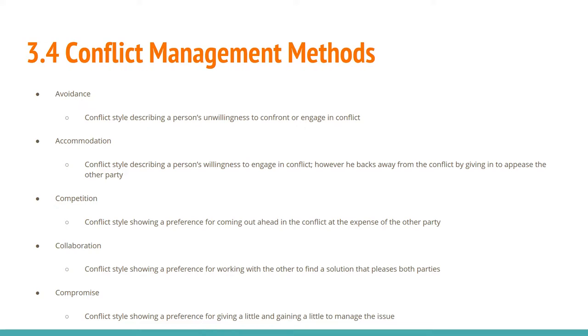Competition is a conflict style showing a preference for coming out ahead in the conflict at the expense of the other party. And collaboration, conflict style showing a preference for working with the other to find a solution that pleases both parties. And then there's compromise, conflict style showing a preference for giving a little and gaining a little to manage the issue.